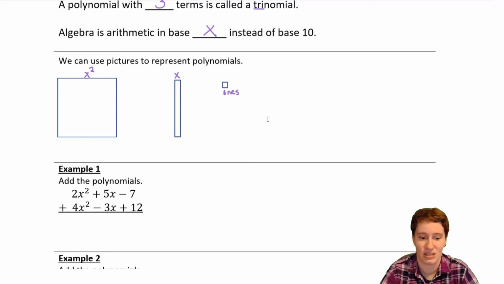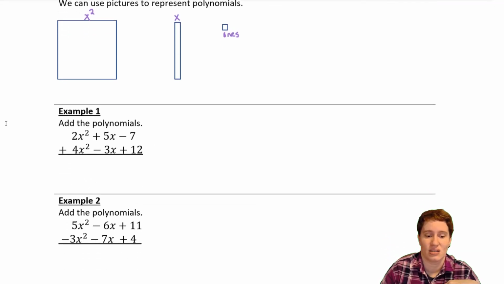And what we're doing in this lesson, aside from the fact that there's some vocabulary and concept things that are going to be on the first page of your workbook, what we're really wanting to add to our skill box is adding polynomials. So that's going to look like these two examples here.